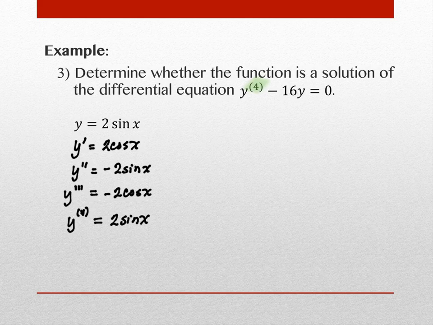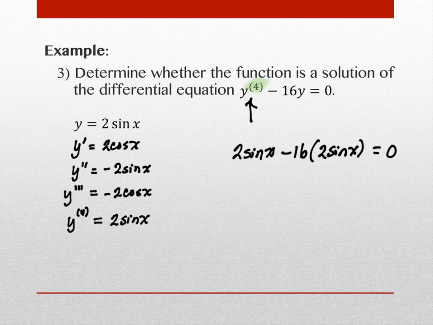All right, so we have the fourth derivative now. And so I'm supposed to be putting that into here. So this is, not y, 2 sine of x. And then it says minus 16. And then I want the original y that I was given, which is 2 sine of x, equals 0. So this is 2 sine x minus 32 sine x. And what do you get when you combine those?